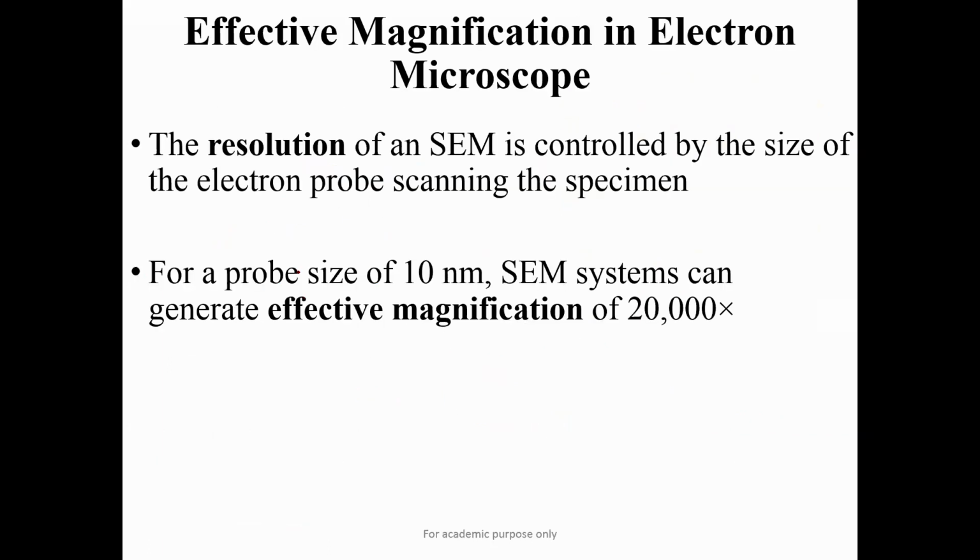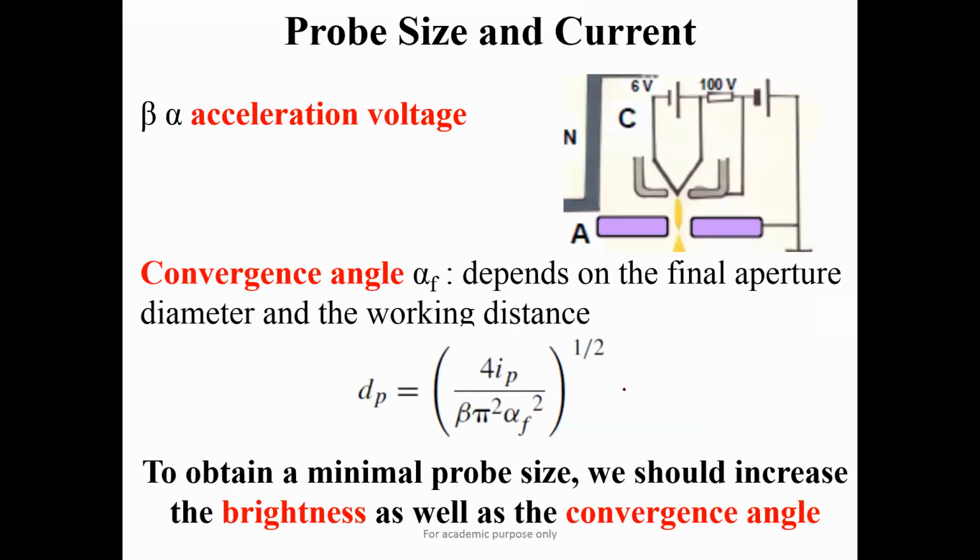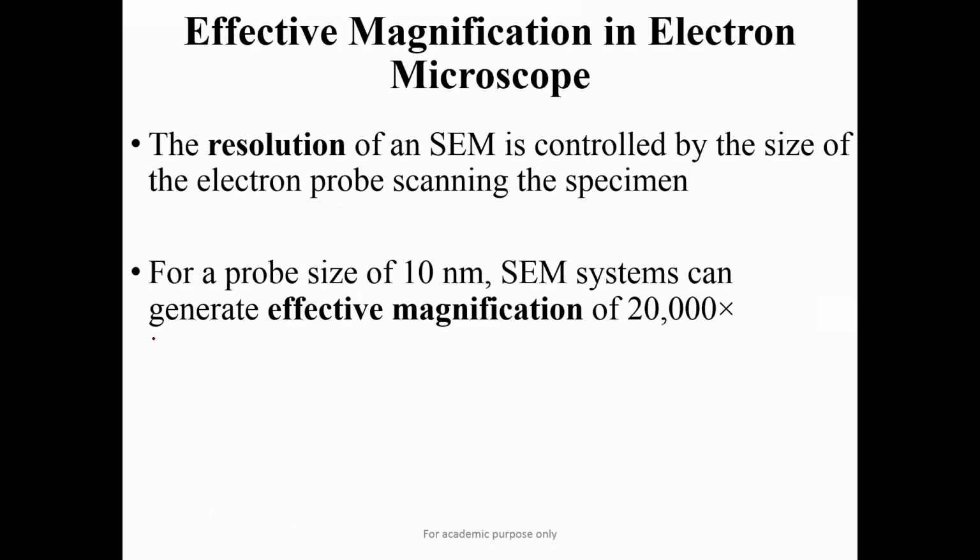Now again the same thing, probably I have explained this: effective magnification in the electron microscope. The resolution of an SEM is controlled by the size of the electron probe, this size, okay. So this governs the resolution of your image. That's why we prefer to take images at high acceleration voltage as well as with a smaller aperture diameter. This will improve the resolution of the image.